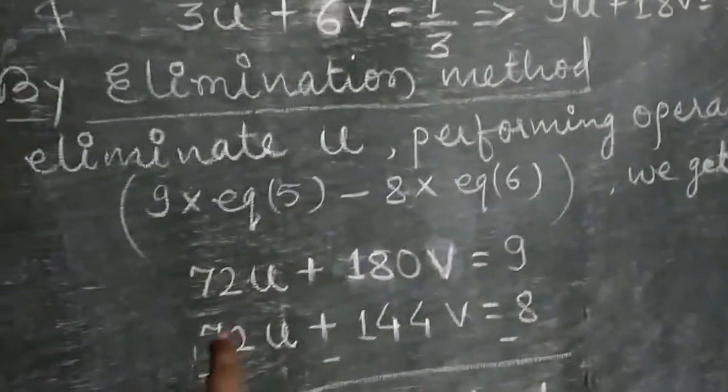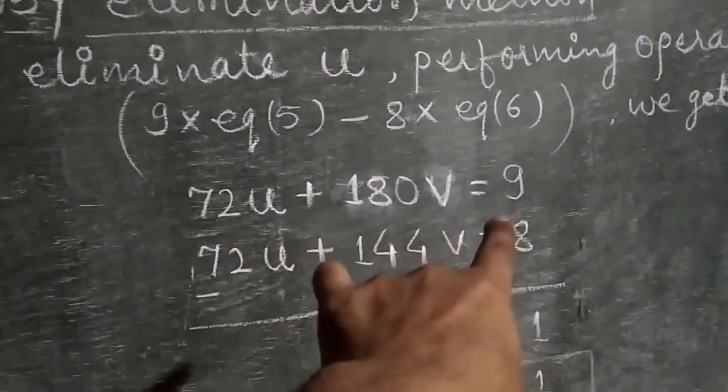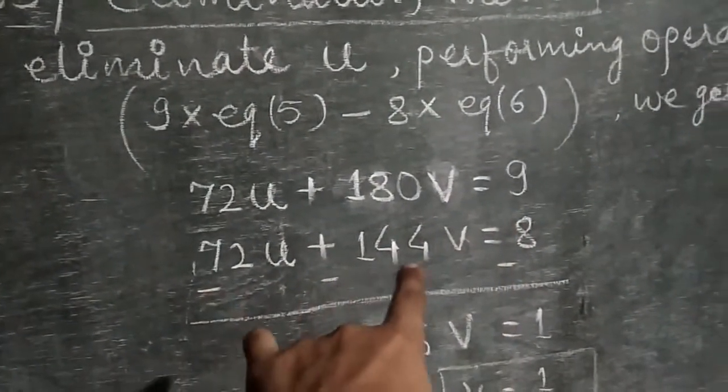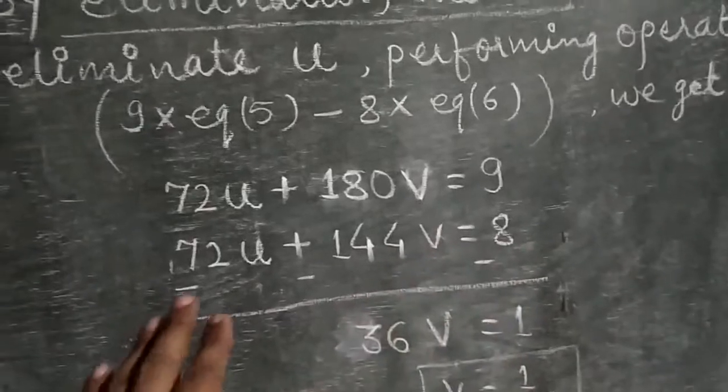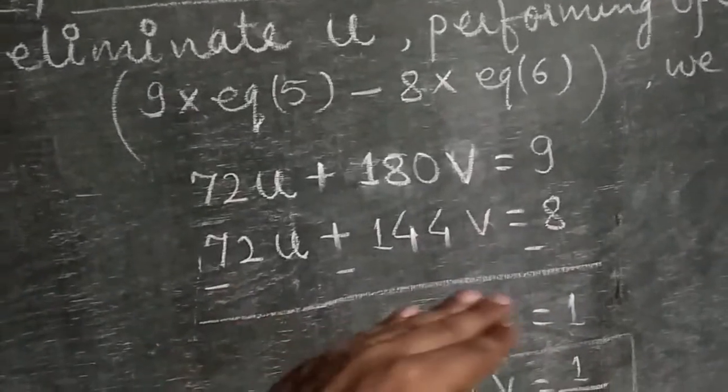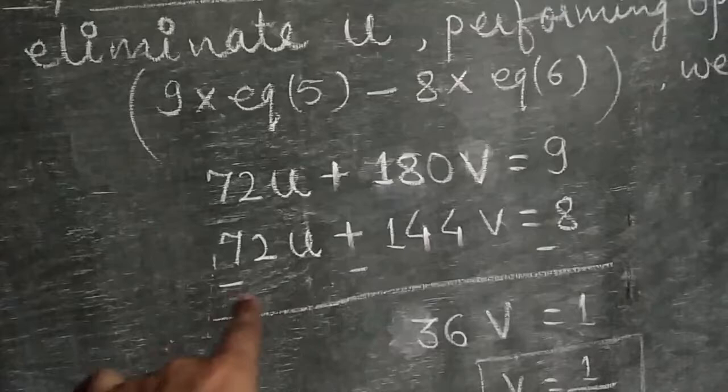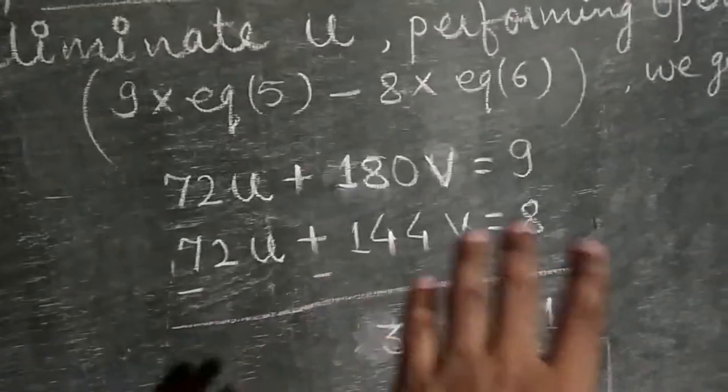We get 72u plus 180v equal to 9, and 72u plus 144v equal to 8. As we are subtracting, the signs will change. So it will become minus, and it will also become minus, and it is also minus.